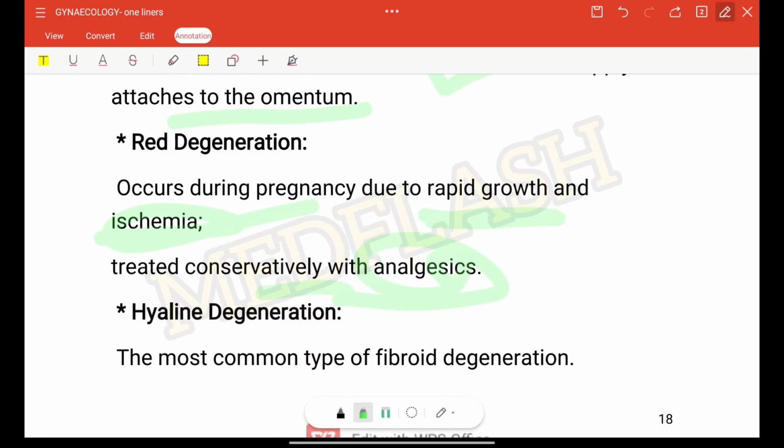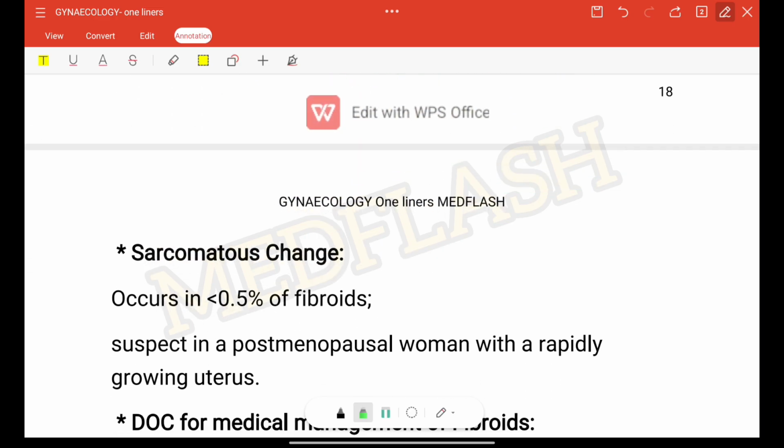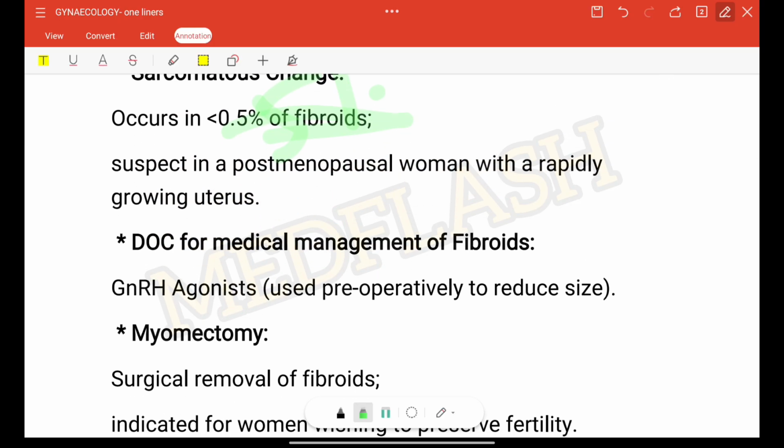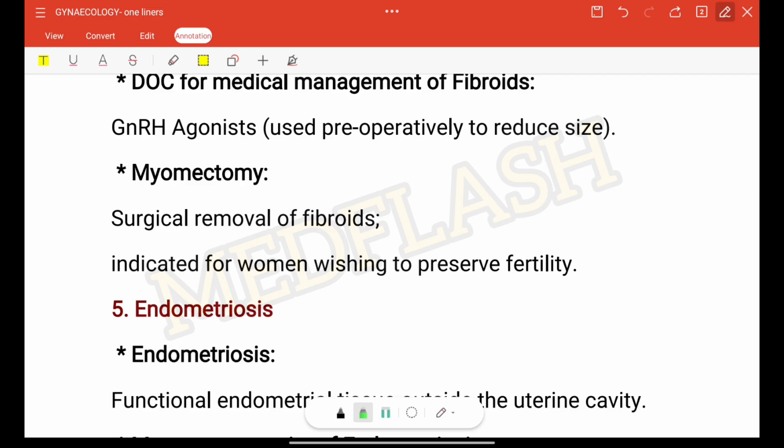Hyaline degeneration is the most common type of fibroid degeneration. Sarcomatous change occurs in less than 0.5% of fibroids. Suspect it in a postmenopausal woman with a rapidly growing uterus. Drug of choice for medical management of fibroids: GnRH agonist. Myomectomy is a surgical removal of fibroids, indicated for women wishing to preserve fertility. Otherwise, we should go for hysterectomy in the case of fibroids.